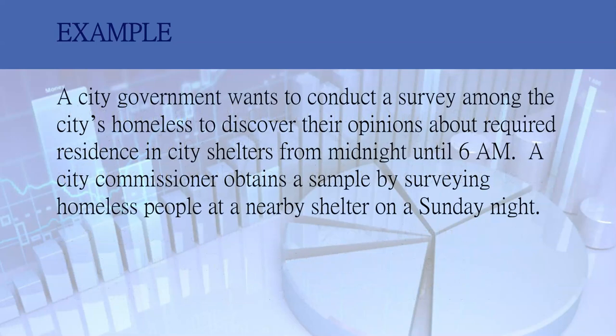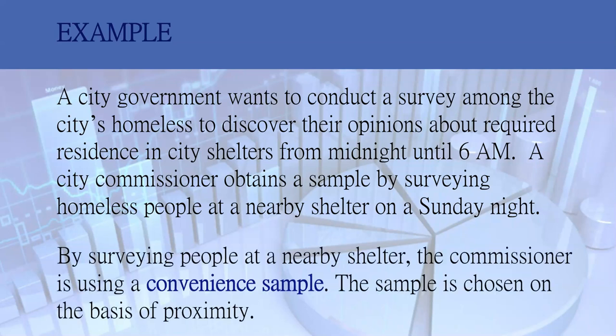And then the last one, a city government wants to conduct a survey among the city's homeless to discover their opinions about required residence in city shelters from midnight until 6 a.m. A city commissioner obtains the sample by surveying homeless people at a nearby shelter on a Sunday night. This would be a case of convenience sampling because he is going to the nearby shelter. It's close in proximity, and he's only doing it on one day.